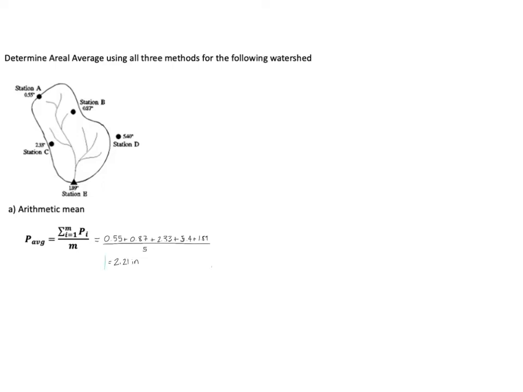So this means if I wanted to calculate the total volume of water, I would just take that 2.21 inches and multiply it by the watershed area. So I would probably convert that 2.21 inches to feet and multiply by the acreage of the watershed to get acre feet.